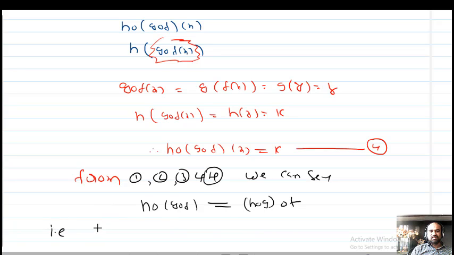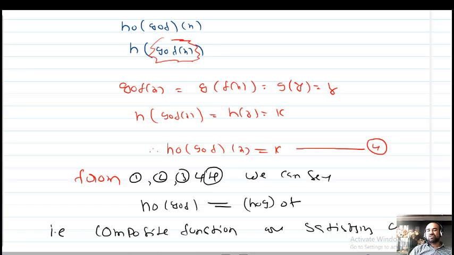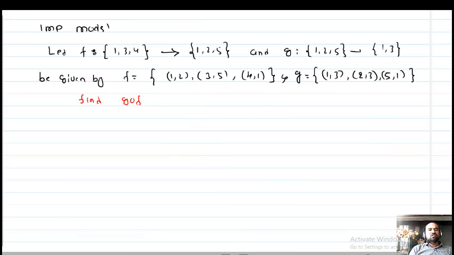That is, composite functions satisfy the associative property. Okay, this is the proof for this. Okay, students? It does not satisfy the commutative property, but it will satisfy the associative property.